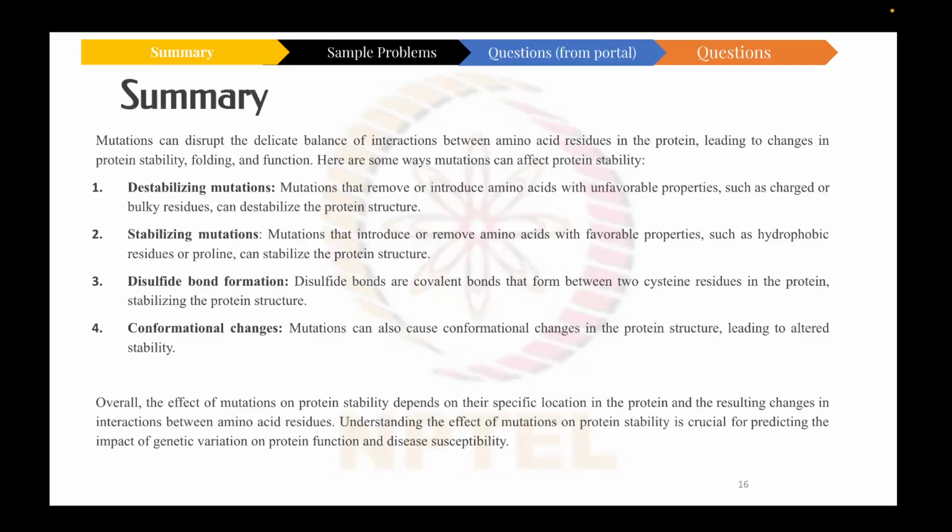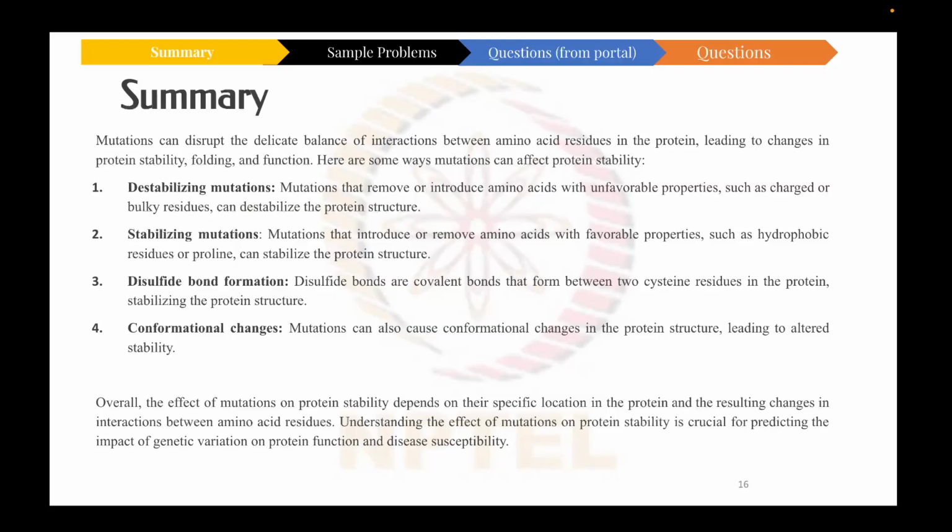That is, we have destabilizing mutations. Mutations that remove or introduce amino acids with unfavorable properties, such as charged or bulky residues, can destabilize the protein structure. Destabilizing mutations can disrupt hydrogen bonds, salt bridges, and hydrophobic interactions, leading to unfolding of a protein. For example, a glycine to aspartate mutation in the thermophilic enzyme citrate synthase destabilizes the protein and reduces its thermal stability.